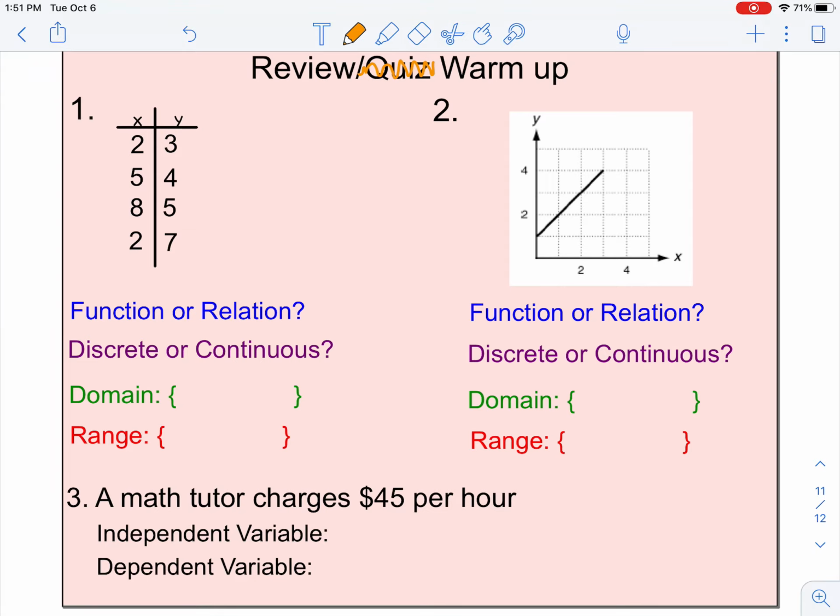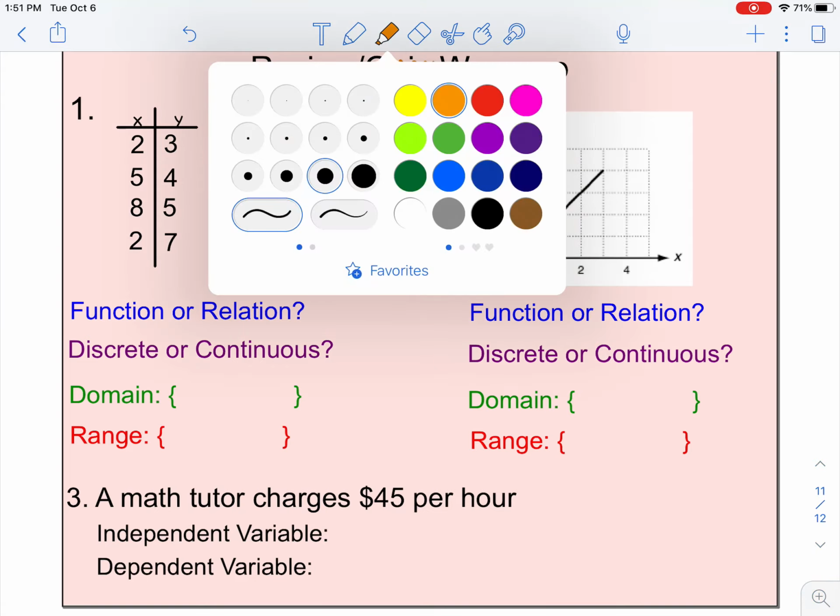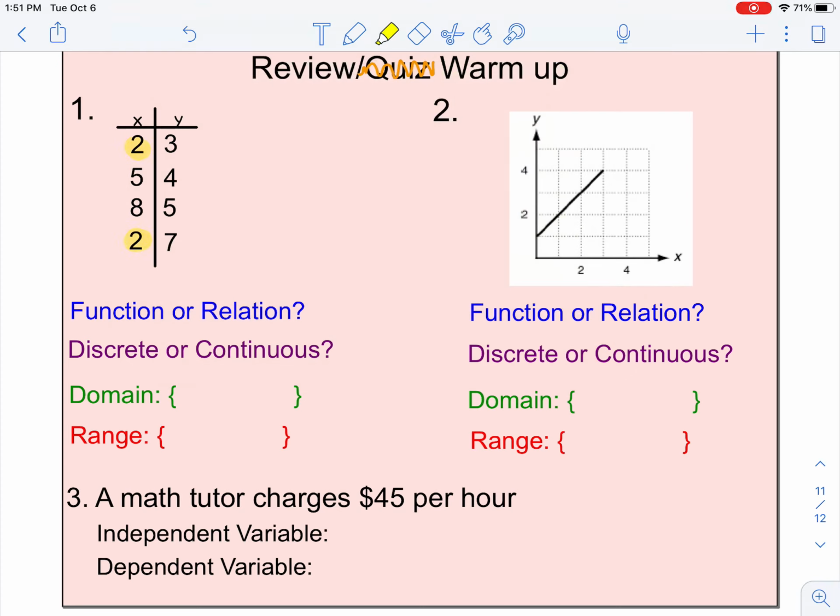So, question number 1. If you notice that we do have 2 is repeated. We have x's repeated, so it's not a function, it is a relation. Okay, discrete or continuous. This function is individual points. I can count them, there are 4 of them. So that is discrete when you can count it.